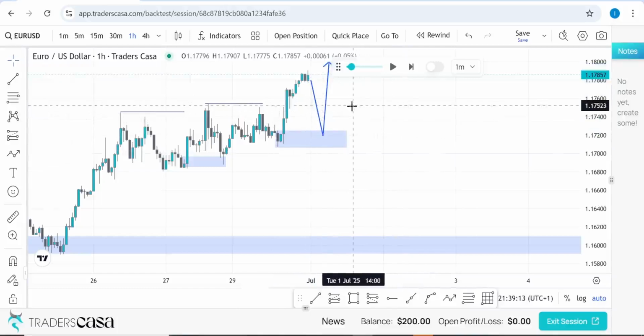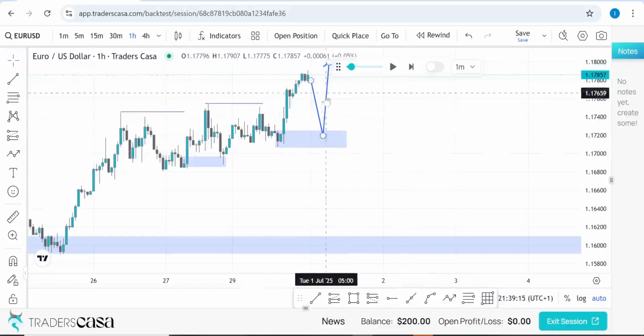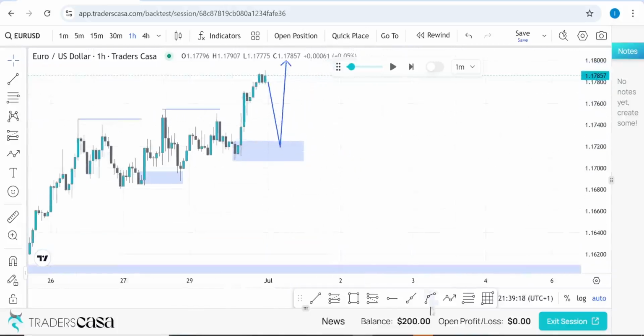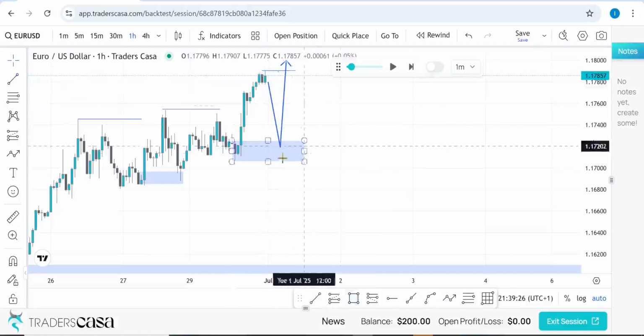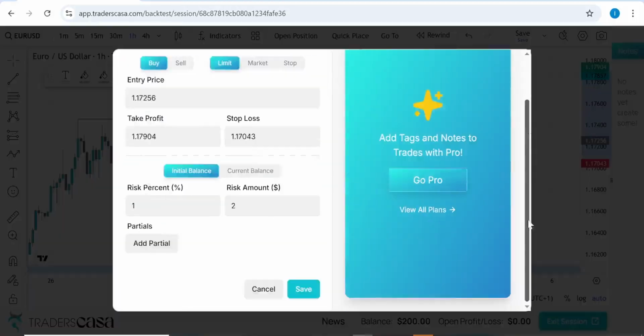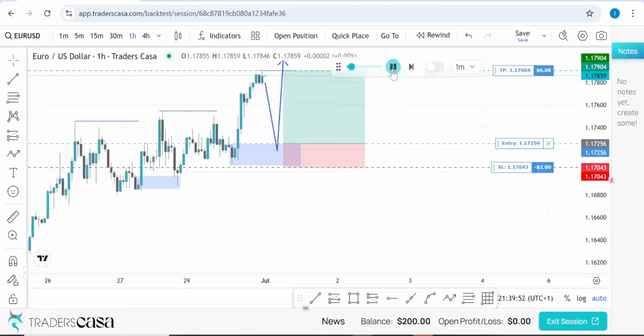So I'm anticipating that this market will come down before going up to give us another break of structure here. So let's see what the market is gonna give us. I'm anticipating another break of structure. Meanwhile, I want to just aggressively place my trade here. I'll place my position straight away. We are looking at buying, isn't it?